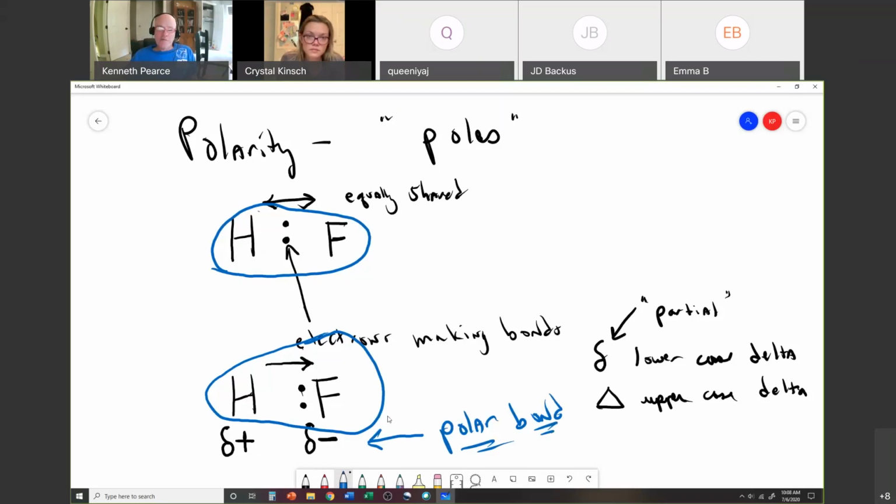Now, if the molecule itself, this HF, is a whole molecule, we call this a polar molecule. Okay, now these two things are not the same thing. A polar bond and a polar molecule are two different things. They're very much related. Now, we'll do polar molecules in a little bit this morning, but let's talk about polar bonds first off. How can we predict if we have a polar bond?